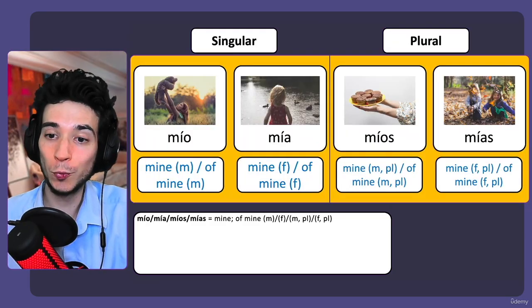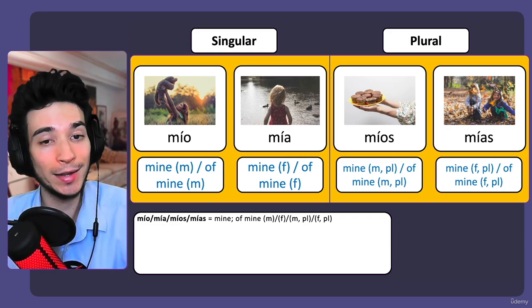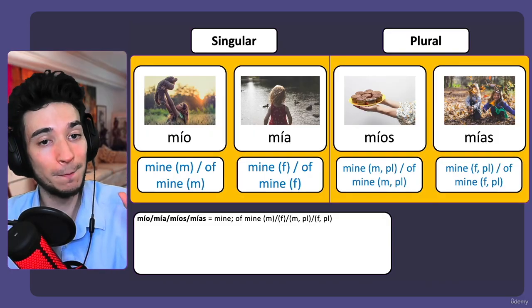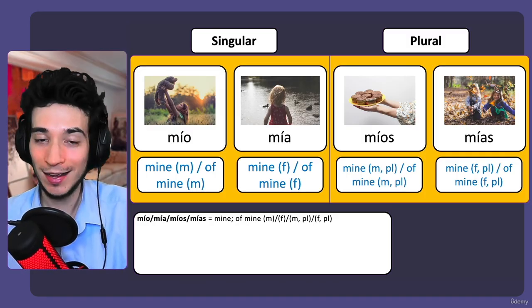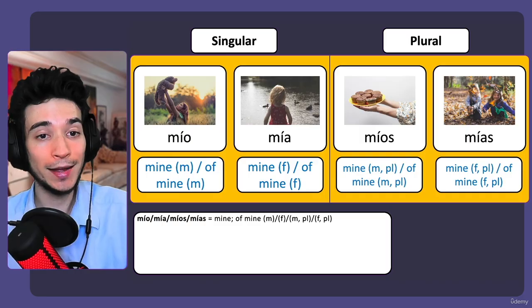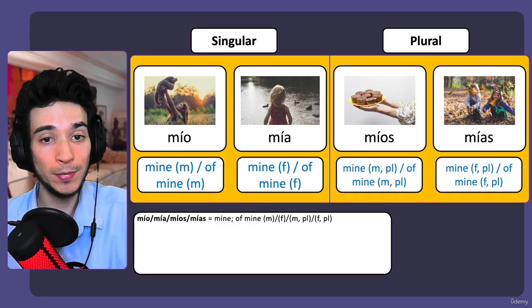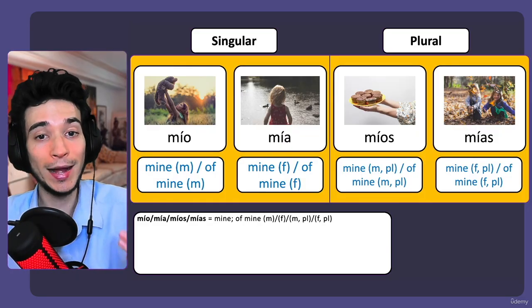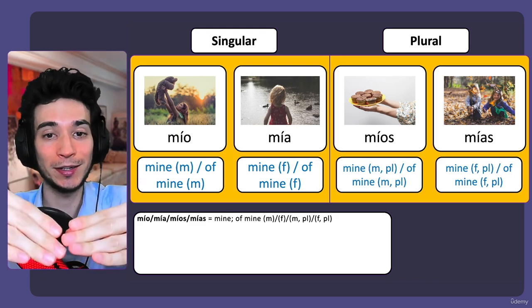So the first word we have is mío, which means mine or of mine. So we previously learned mi, which means my. And now there's level 2, mine, of mine. And so mío is mine, but only for masculine things. And we also have mía, which refers to feminine things. So mine, of mine, but the thing you're referring to is feminine.